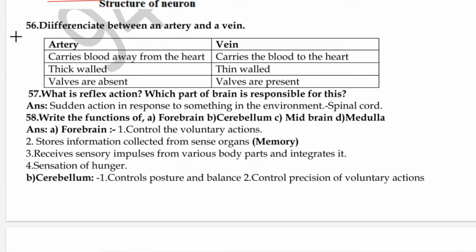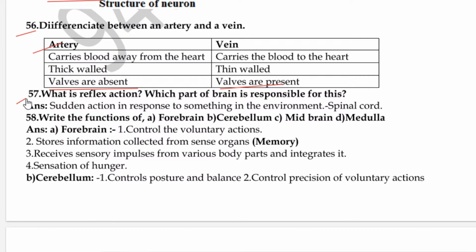Next question. Question number 56. Differentiate between an artery and a vein. Artery carries blood away from the heart. Veins carry the blood to the heart. Arteries are thick-walled. Veins are thin-walled. Here, valves are absent in the arteries. In veins, valves are present.